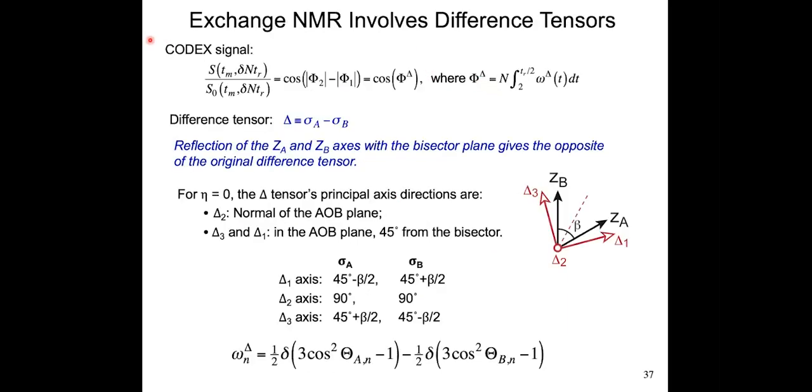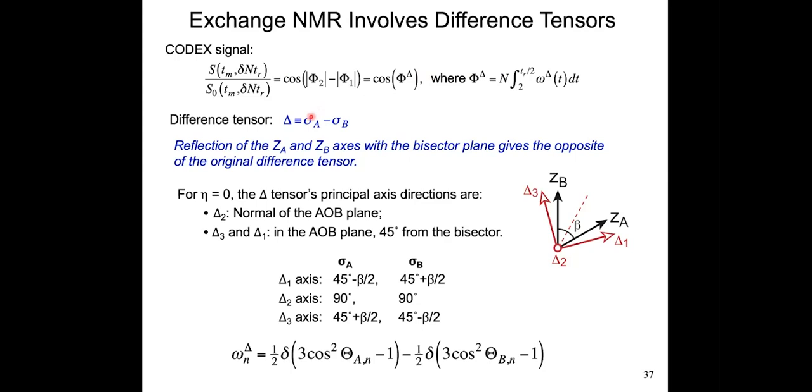The CODEX signal is S over S0. And it, in the end, is a T1 relaxation free expression of the CSA phase change. And this is cosine phi 2 minus phi 1 and so on. This is where I need to speak about difference tensor, because you see that for this exchange experiment, you're really looking at how the chemical shift anisotropy has changed between one time period and another. And that is the opposite of the average tensor idea.